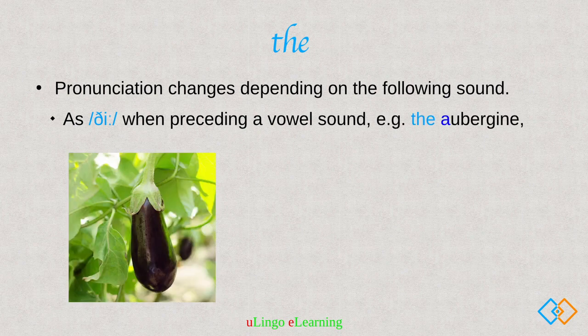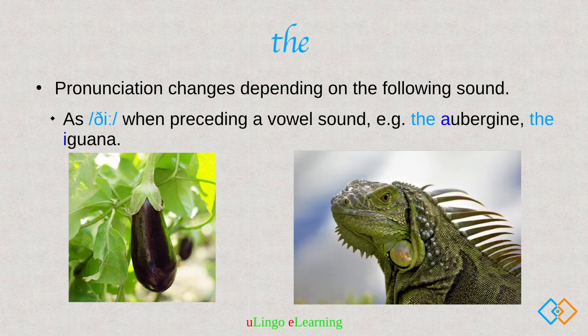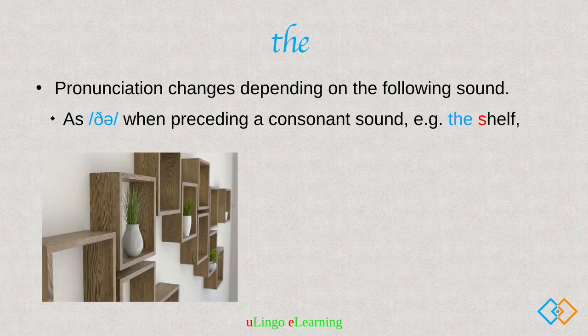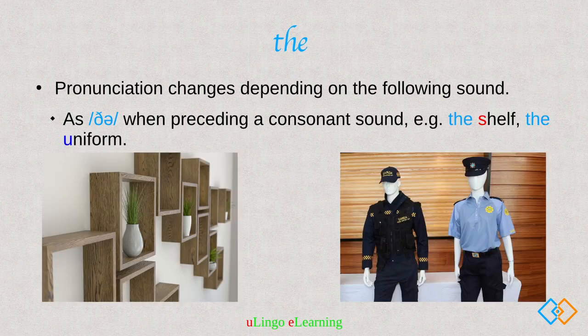For example, the aubergine, the iguana. It is pronounced as the when it goes before a consonant sound. For example, the shelf, the uniform.